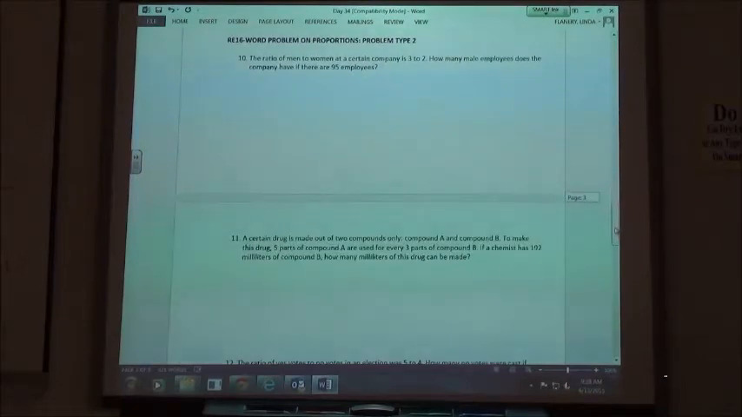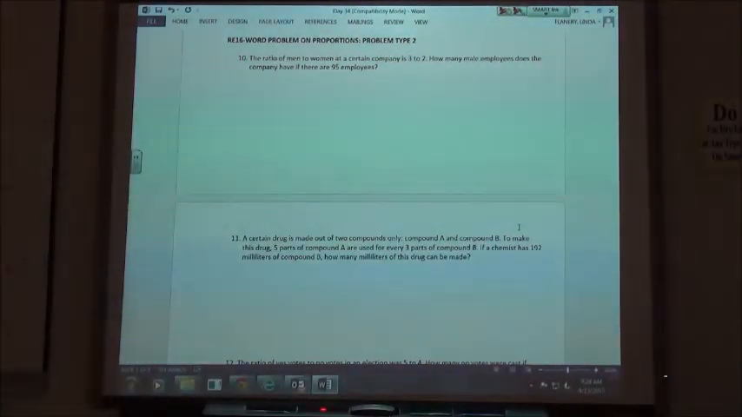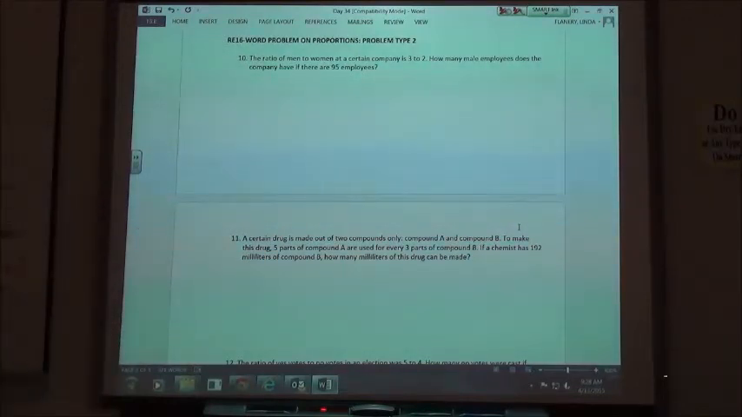All right. 10, 11, 12, still word problems on proportions. These ones are a little bit trickier because sometimes they will have a total in there instead of just using the same rate that they always give you. It says the ratio of men to women at a certain company is 3 to 2. How many male employees does the company have if there are 95 employees?